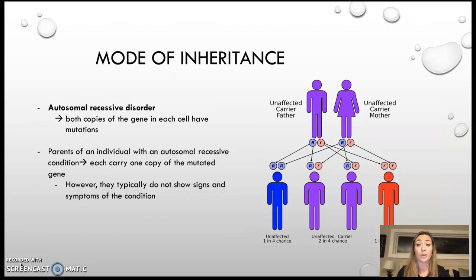So now let's talk about the mode of inheritance. So sickle cell anemia is inherited in an autosomal recessive pattern where both copies of the gene in each cell have mutations. So while signs and symptoms are seldom present in the parents of someone with an autosomal recessive condition, each parent carries one copy of that mutated gene.